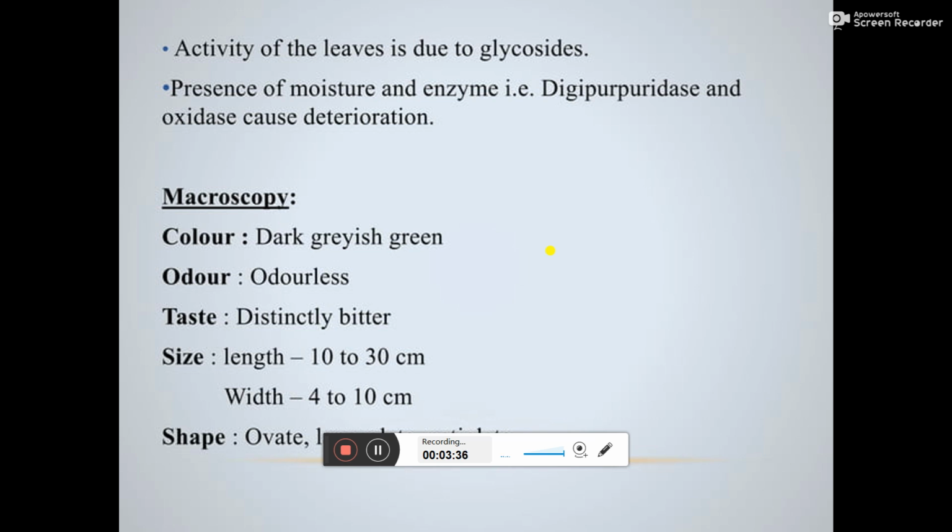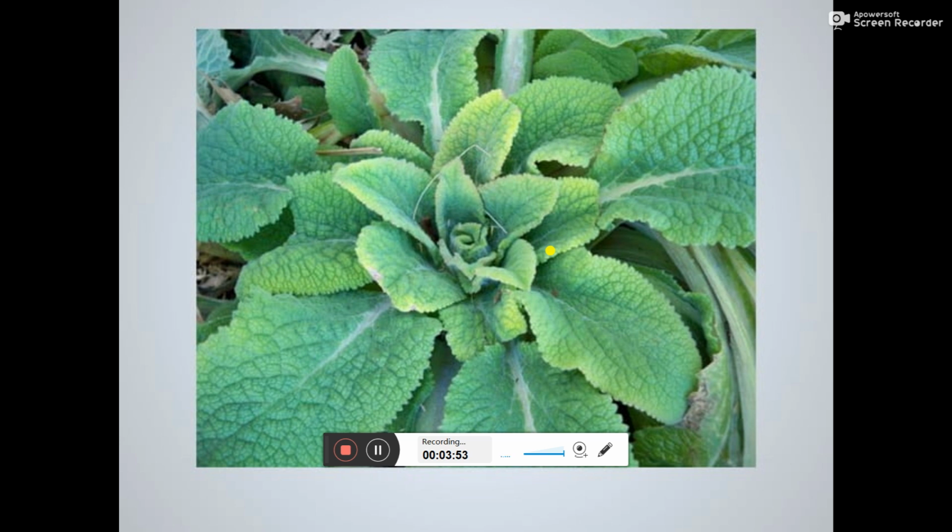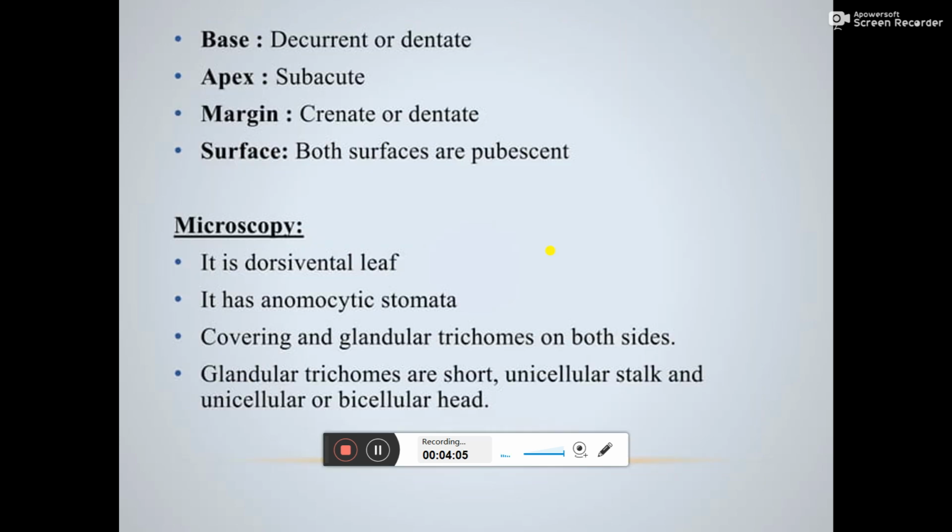Then next is the macroscopy of this drug. These leaves are dark grayish green in color, odorless, distinctly bitter in taste, and about 10 to 30 centimeters in length and 4 to 10 centimeters in width, with shape ovate lanceolate to broadly ovate. This is the type of leaf, having a crenate serrate margin. The venation pattern is mostly pinnate, and the leaf is very soft to touch on both the upper as well as lower side. Base is dentate, apex subacute, and margin is crenate and dentate.